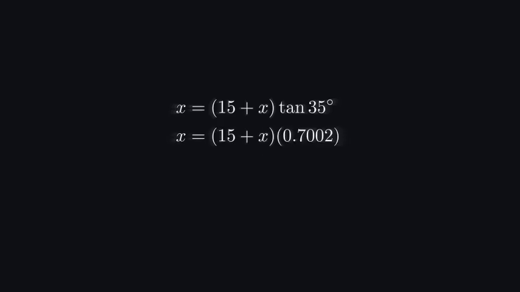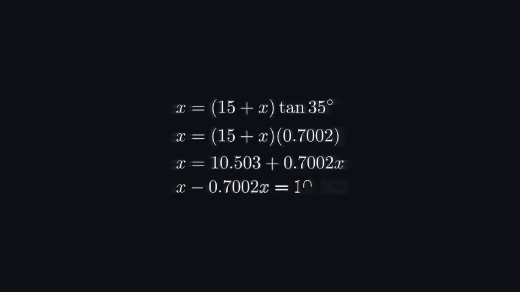H equals X. H equals (15 plus X) tan of 35 degrees. X equals (15 plus X) tan of 35 degrees. X equals (15 plus X) 0.7002. X equals 10.503 plus 0.7002X. X minus 0.7002X equals 10.503.